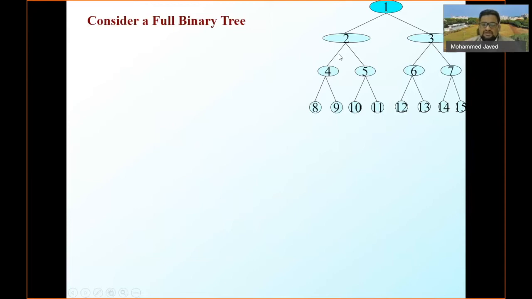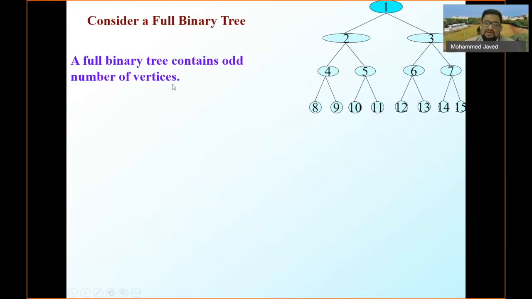You can see that 1 to 15 is the element, right? The binary tree here. So a full binary tree contains odd. So what is the conclusion? The conclusion from this full binary tree is that a full binary tree contains an odd number of vertices, right? Odd number of vertices. If we closely see this binary tree, right?